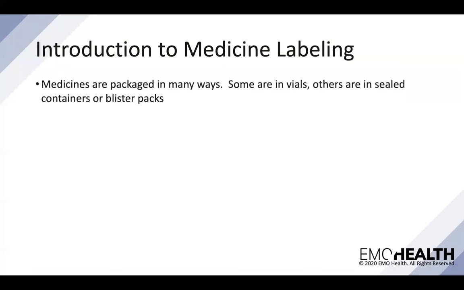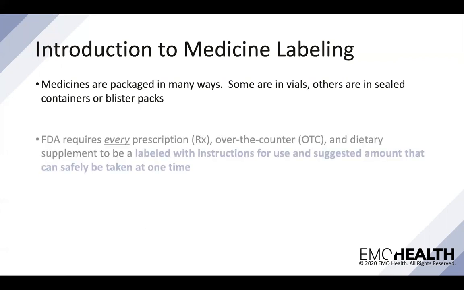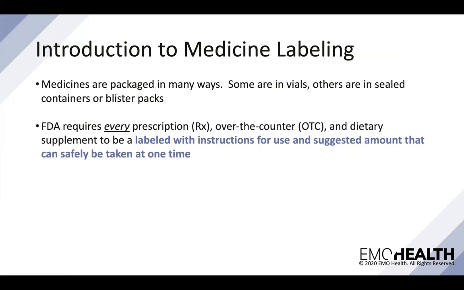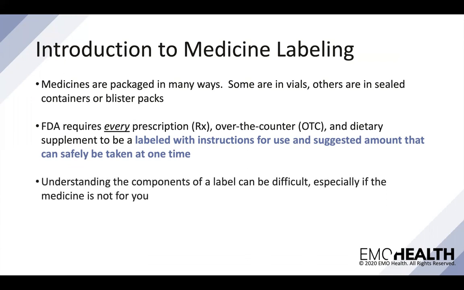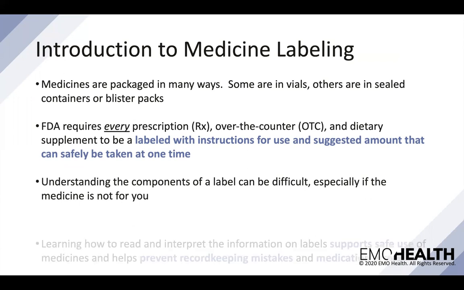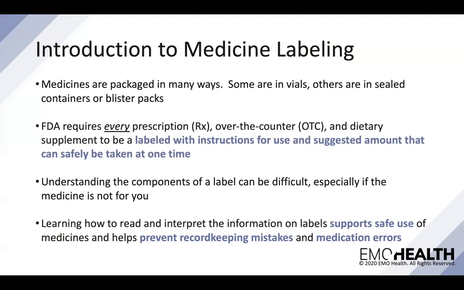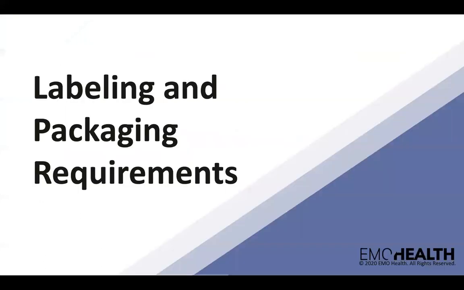Medications, as you know, can be packaged in many different ways. Some are in vials, others are in sealed containers or blister packs. But regardless of how they're packaged, the FDA requires that every prescription, over-the-counter medicine, and dietary supplement is labeled with instructions for use and the suggested amount that can safely be taken at one time. Understanding the components of a label can be especially difficult if the medication is not for you. So learning how to read and interpret the information on labels is what will help support safe use of medications and help prevent costly record-keeping mistakes and medication errors.